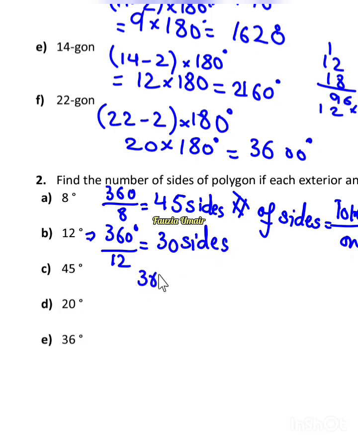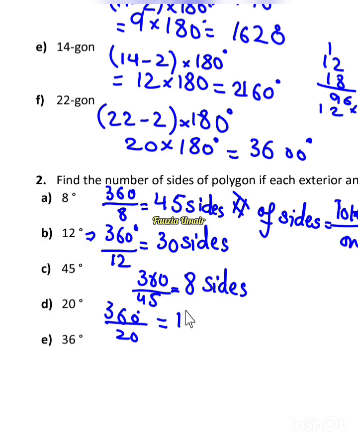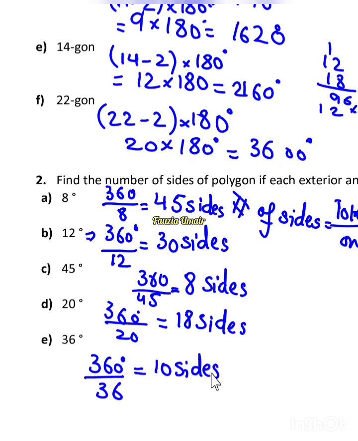360 by 45, so how many sides? 8 sides. Then 360 by 20, so this polygon would have 18 sides. The last one is 36 as the exterior angle, so 360 by 36, so 10 sides. So this is how you are going to find the number of sides.